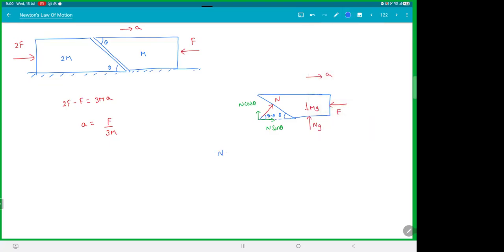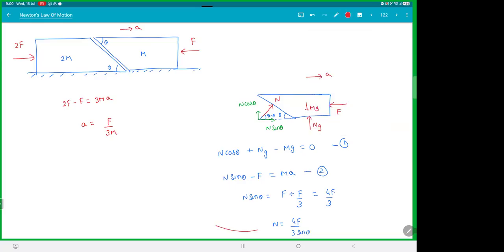In the vertical direction, N cos theta is balancing mg. No, there is also N ground. N cos theta plus N ground minus mg is equal to 0. This is equation 1. In the horizontal direction, we have N sine theta minus F is mass into acceleration, which is F by 3. So from here we get N sine theta is equal to F plus F by 3, that's 4F by 3. So from here we get normal reaction is 4F by 3 sine theta.